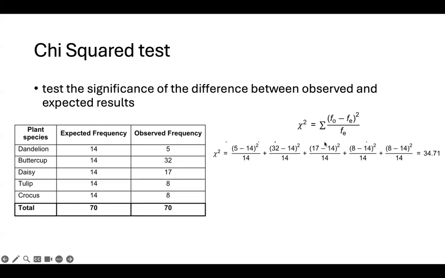And then you plug it all in and we're getting 34.71, sorry. And then the value of 34.71 is what we're going to compare to the critical value, telling us if it's significant or not.